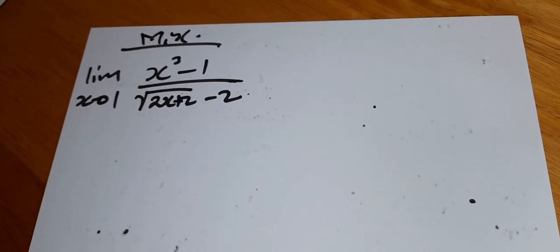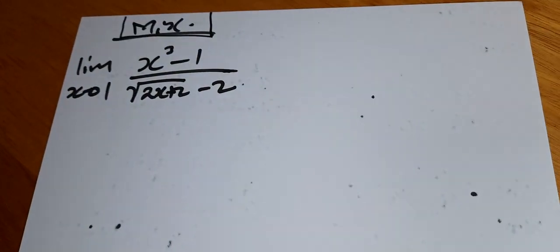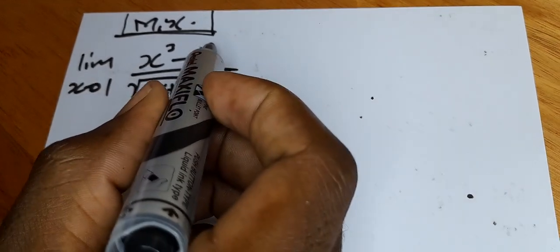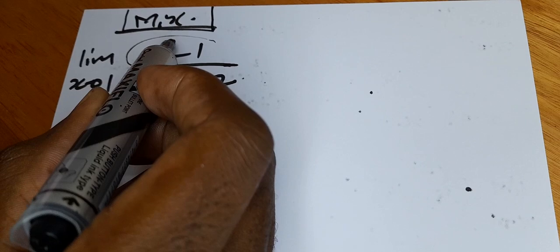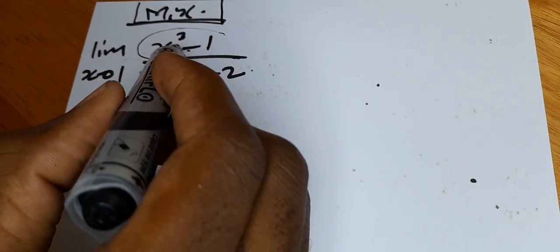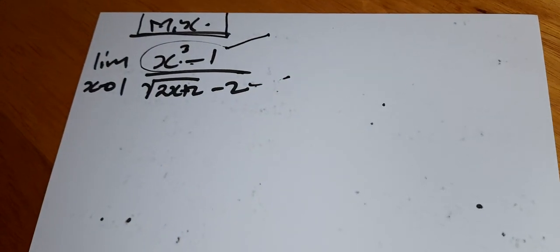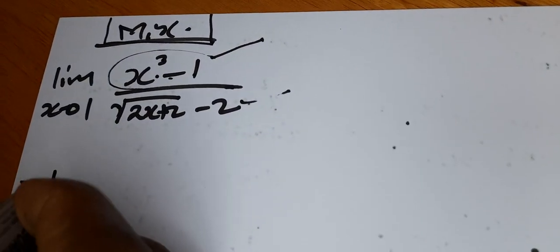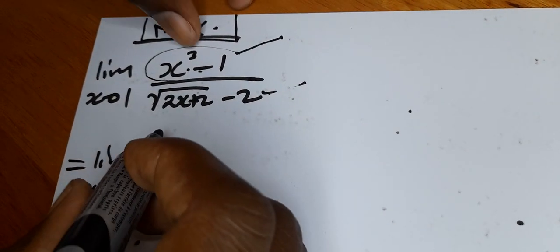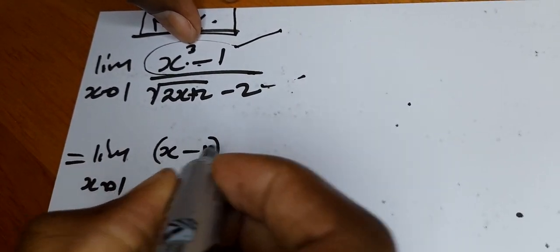Okay, so we are going to do the last one, which is a mix of the factorization method and the rationalization method. You can see here on our numerator we have x to the 3 minus 1. Then here we have the square root. That means here we have to factorize, and here we have to rationalize. Then now this will be equal to the limit when x approaches 1. Then how are we going to factorize this? We open two brackets, then here we are going to have x minus 1.